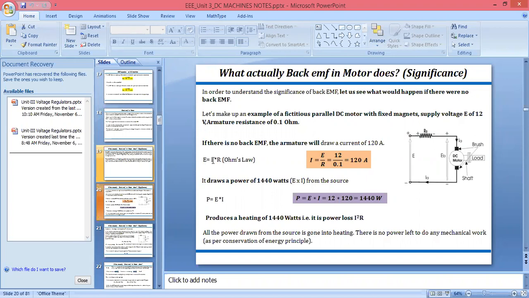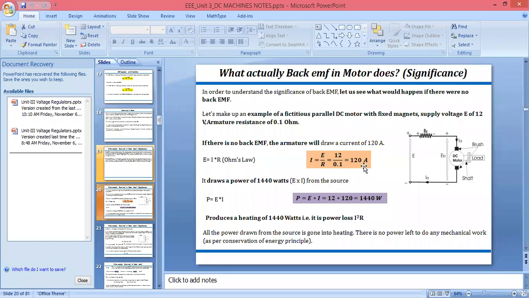If we rearrange this equation in the form of I, what will the equation become? I equals E by R. We know the value of E, which is 12 volt, and we are taking the resistance as 0.1 ohm. So you will get the current equal to 120 ampere. Now we are supposed to calculate the power that will result from this 12 volt voltage.